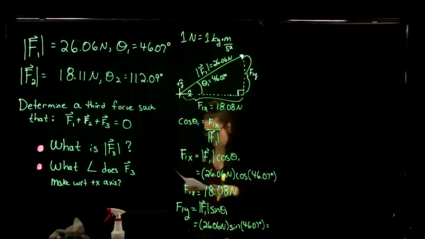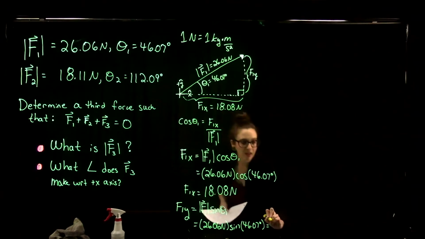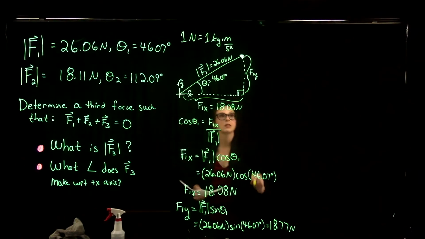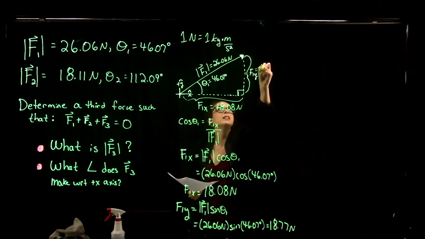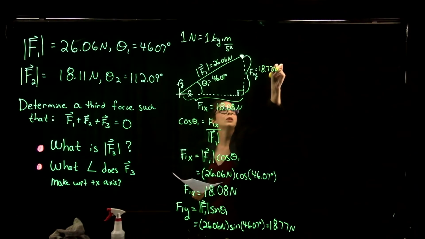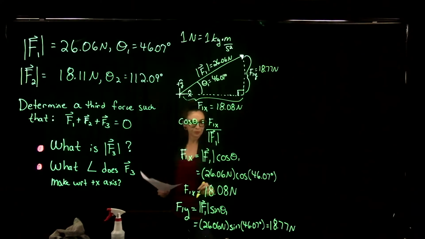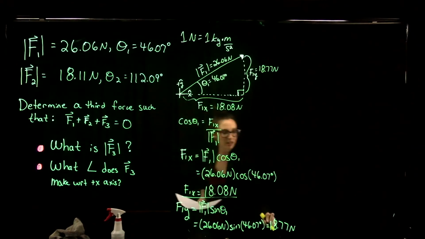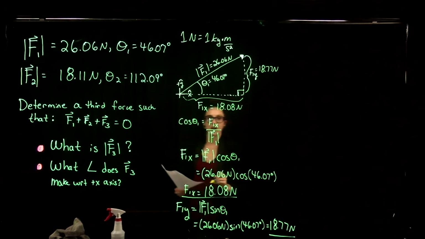And so that gives me a component of 18.77 newtons. So here's the x component of my first vector. Here's the y component of my first vector.